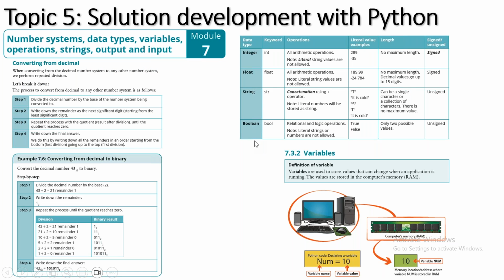Moving on to module 7. Module 7 is where we are introduced to number systems, data types, variables, and the different arithmetic operations. We do a little introduction to strings as to what strings are, but when it comes to string functions itself, we move that over to our module 10, which deals with functions.